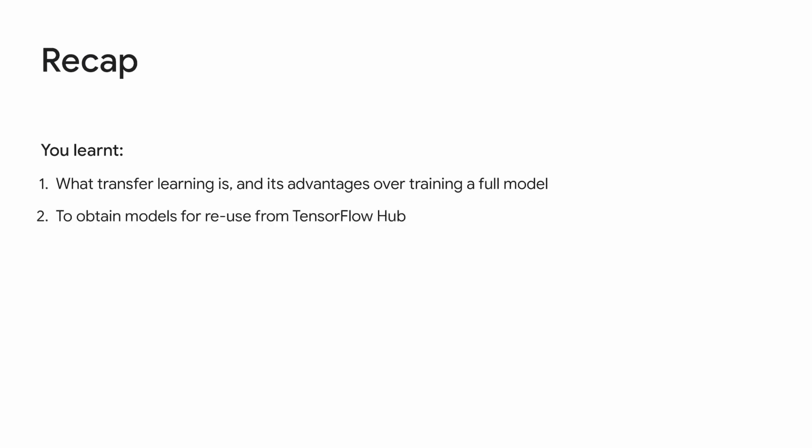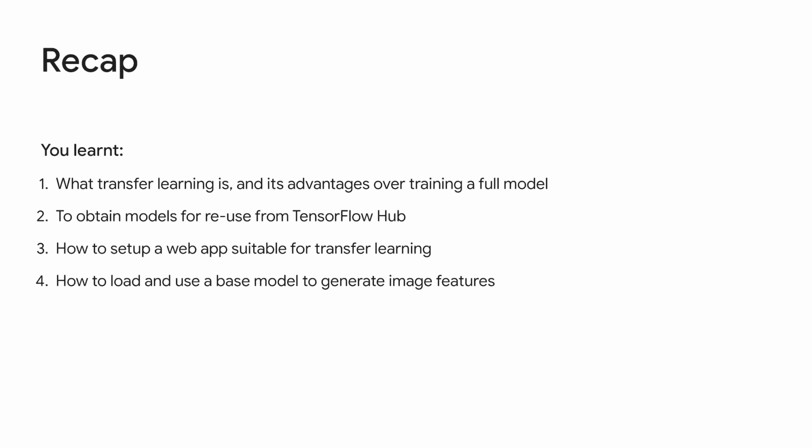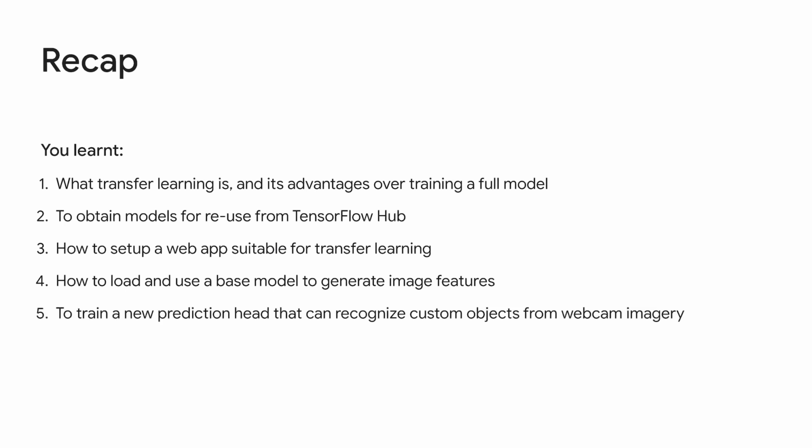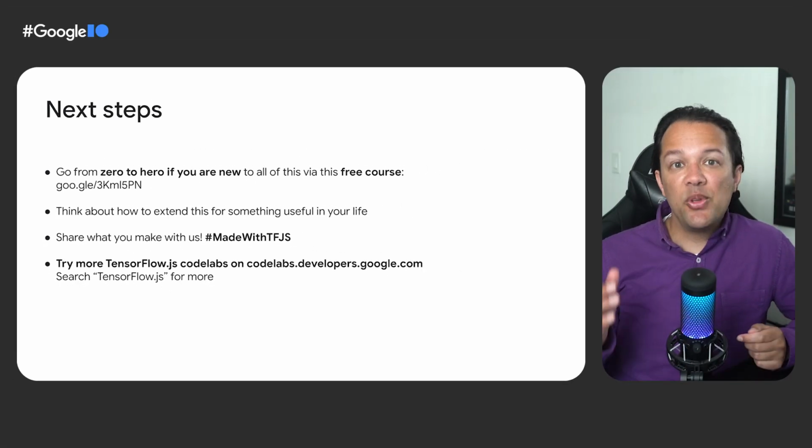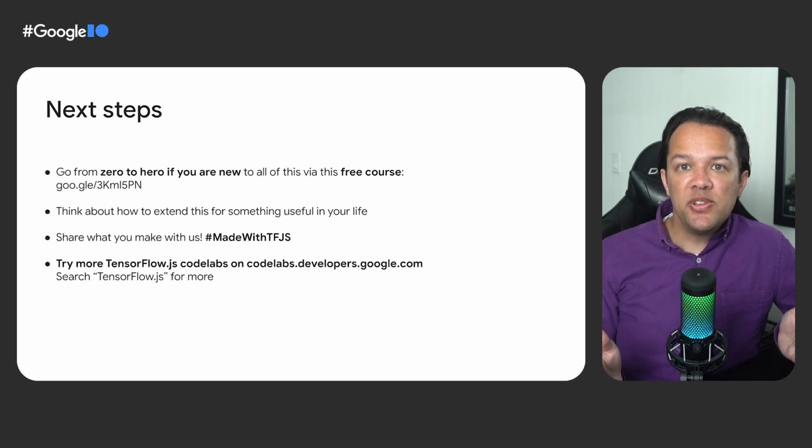Now, in this code lab, you learnt what transfer learning is and its advantages over training a full model from scratch. You also now know how to obtain models for reuse from TensorFlow Hub, and how to set up a web app suitable for transfer learning. You also learnt how to load and use a base model to generate image features, and then how to train a new prediction head that can recognize custom objects from webcam imagery, which was then used to classify data in real time.